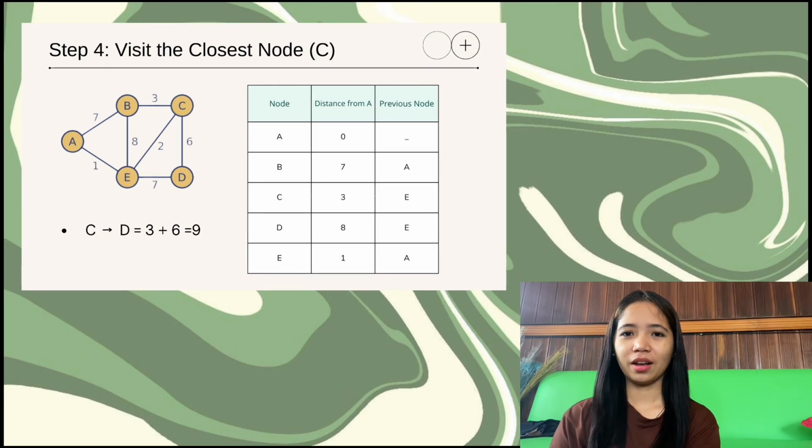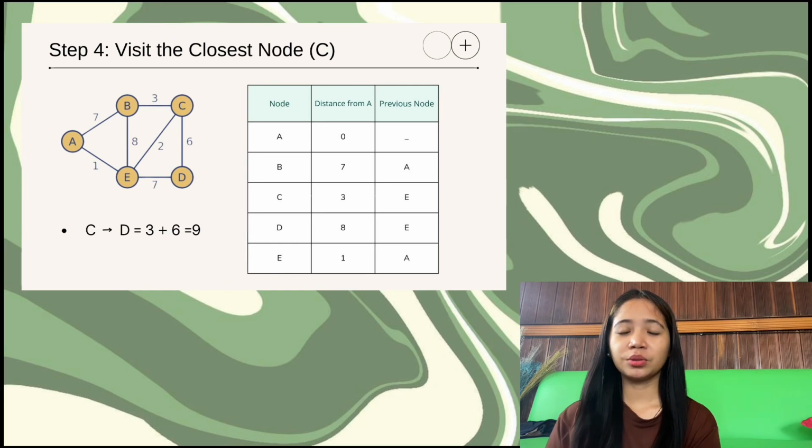Step 4. Visit the next closest node. The next closest node is C. Distance is equal to 3. From C, we update the distances to its neighbors. C to D is equal to 3 plus 6, which equals 9. But the current distance to D is already 8, which is shorter, so we don't update it. The table remains the same.